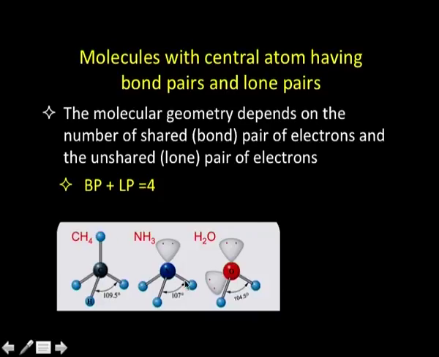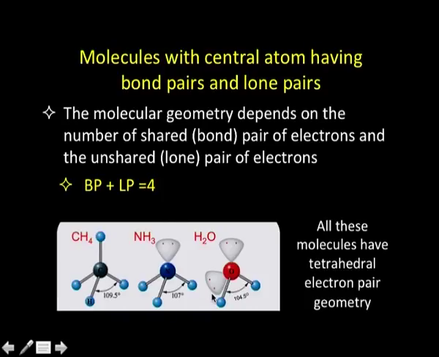So in terms of electron pair geometry, all the 3 molecules shown over here are tetrahedral. That is, all molecules have tetrahedral electron pair geometry, but the molecular geometry is tetrahedral for methane, trigonal pyramidal for ammonia, and bent for water. So we find that the actual molecular geometry will be decided by the 2 postulates both becoming operative.